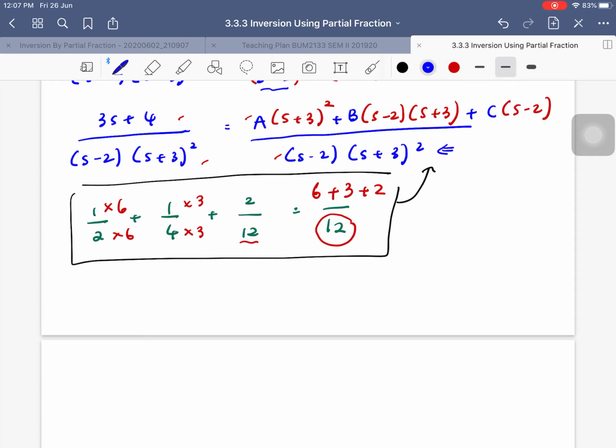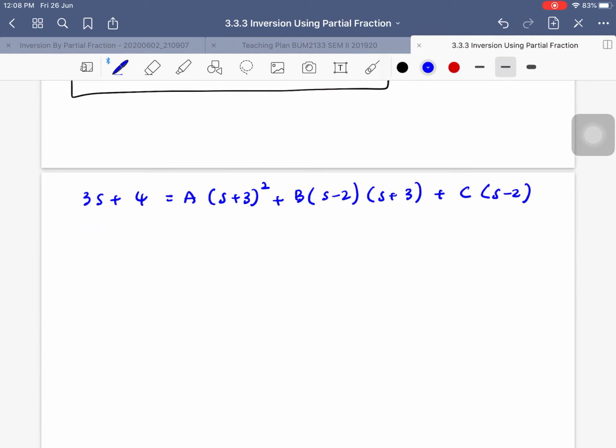So the equation that we're going to use is 3s plus 4 equals a multiplied by (s plus 3) squared, plus b multiplied by (s minus 2)(s plus 3), and the last one is c multiplied by (s minus 2). This is the equation that we're going to use in order to find the value of the constants a, b, and c. And all we have to do is use substitution. I'm going to substitute values of s in the equation and figure out the value of the constants.